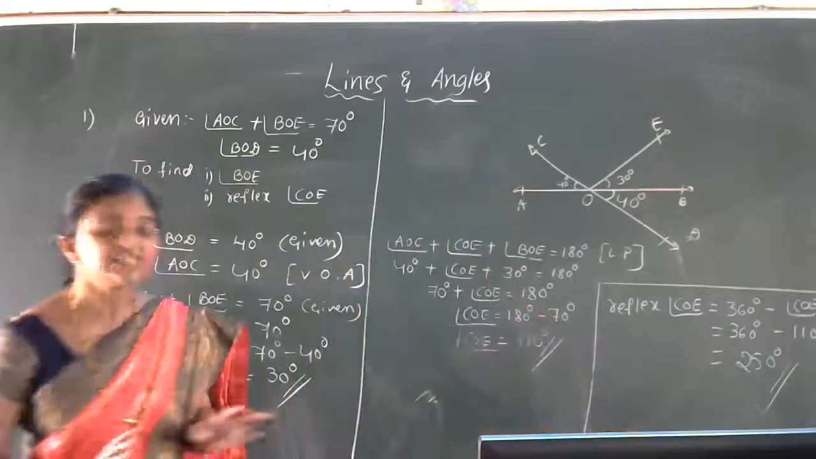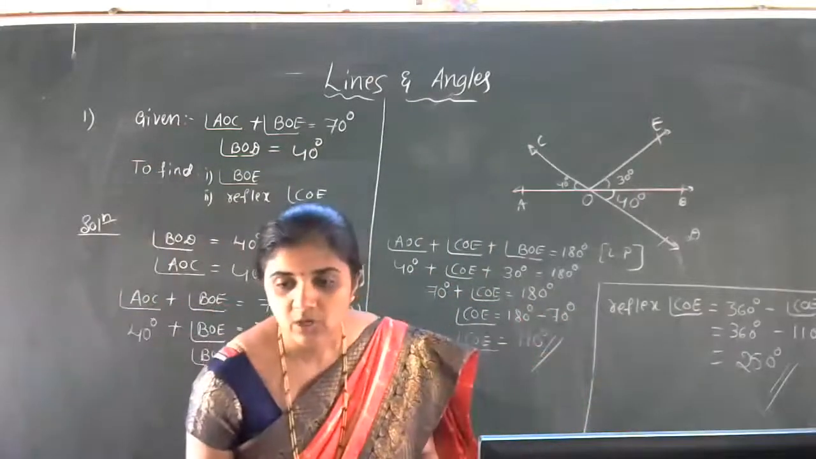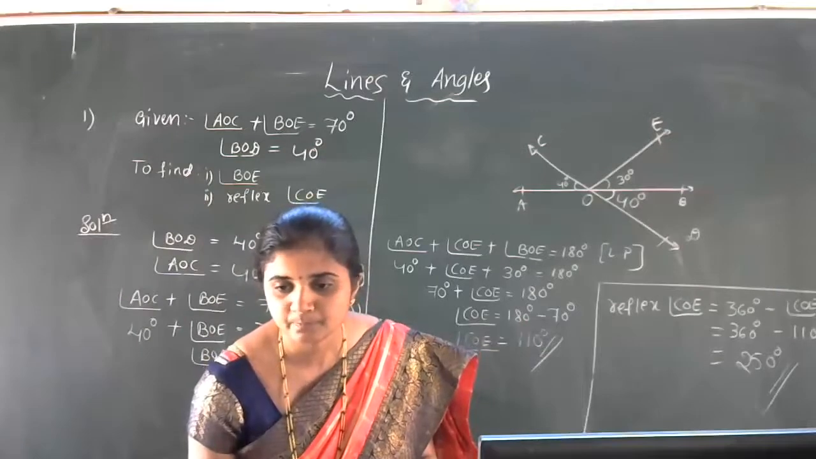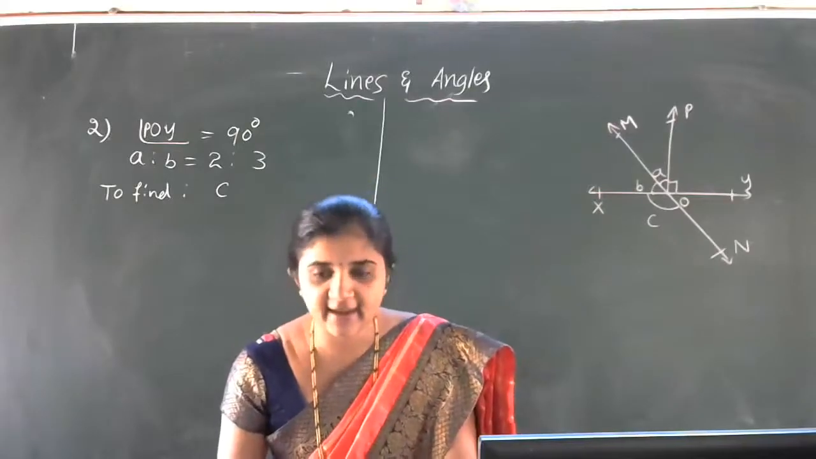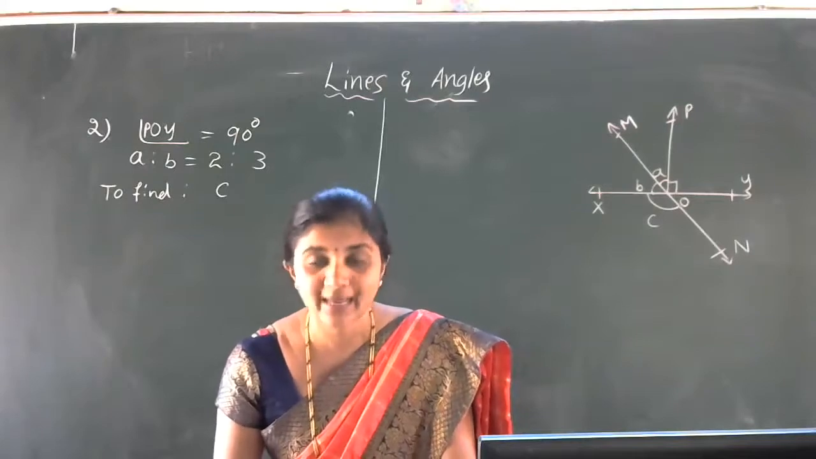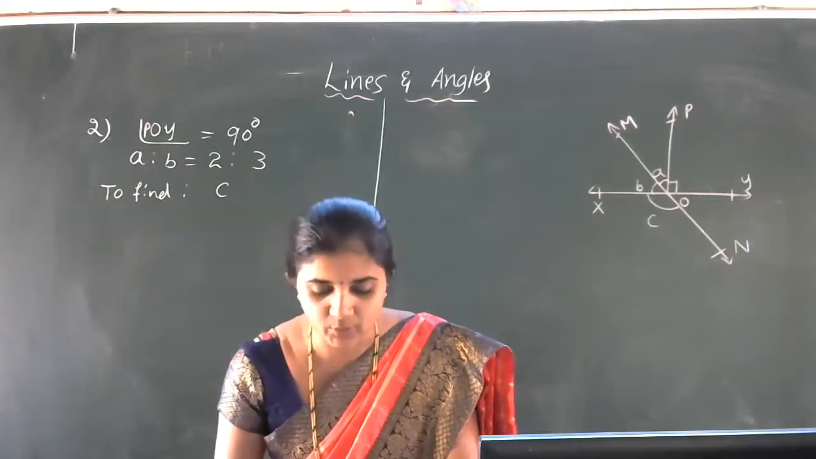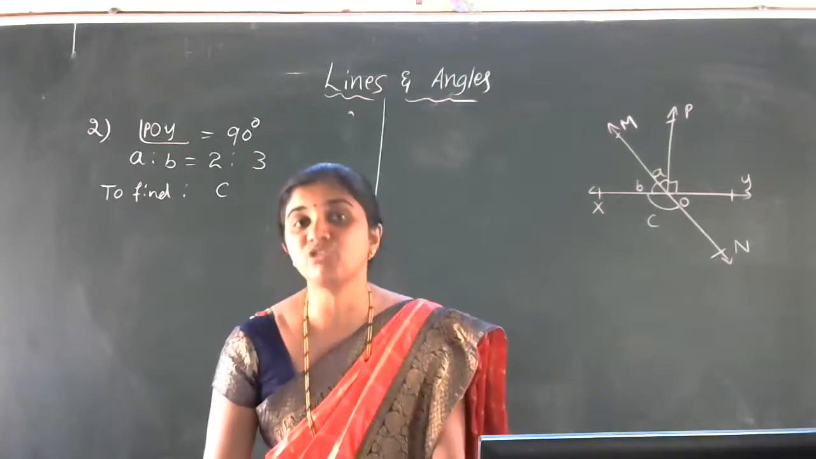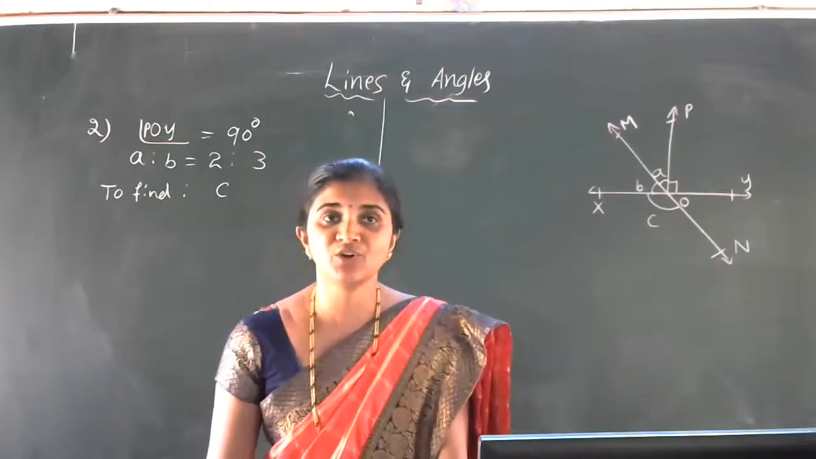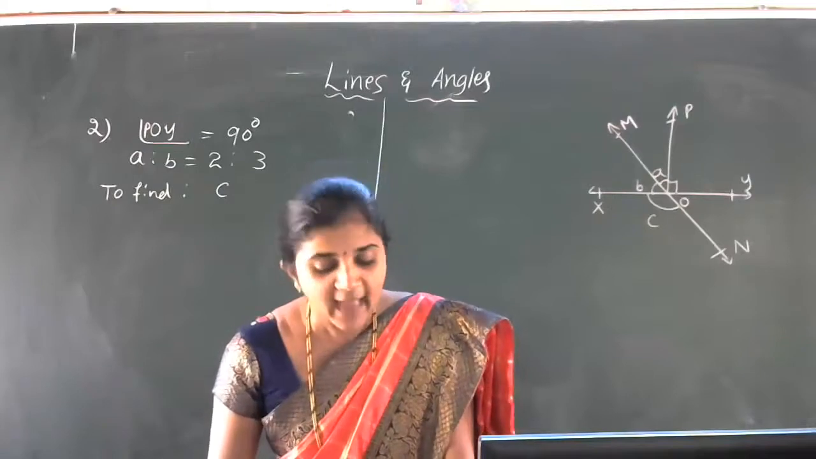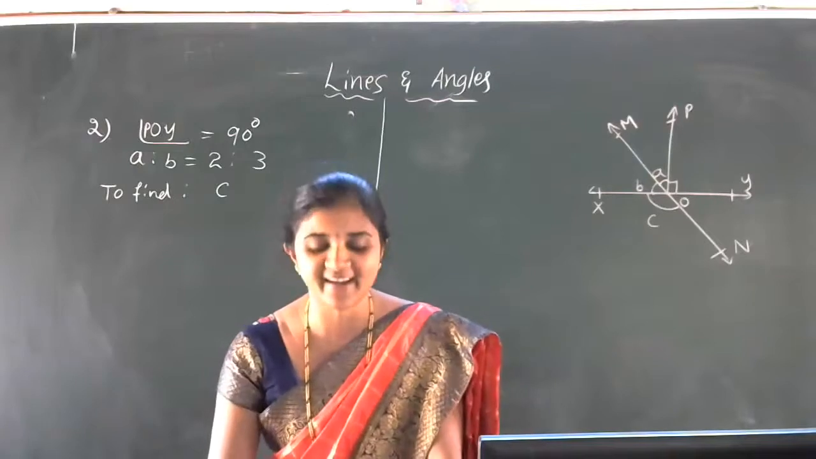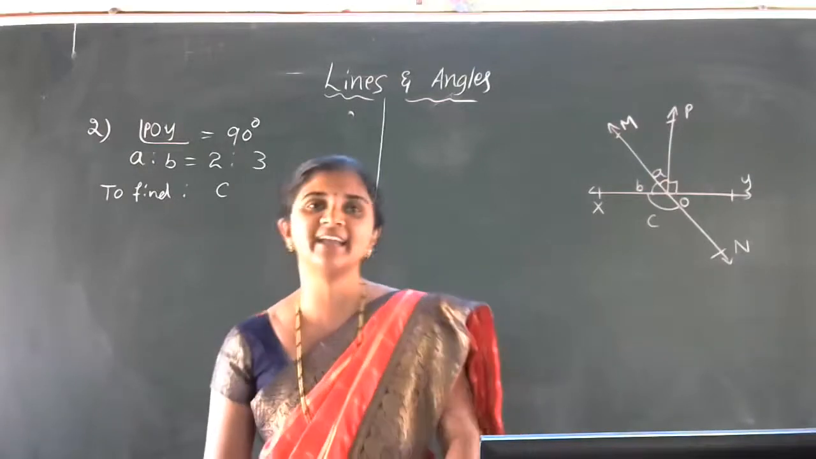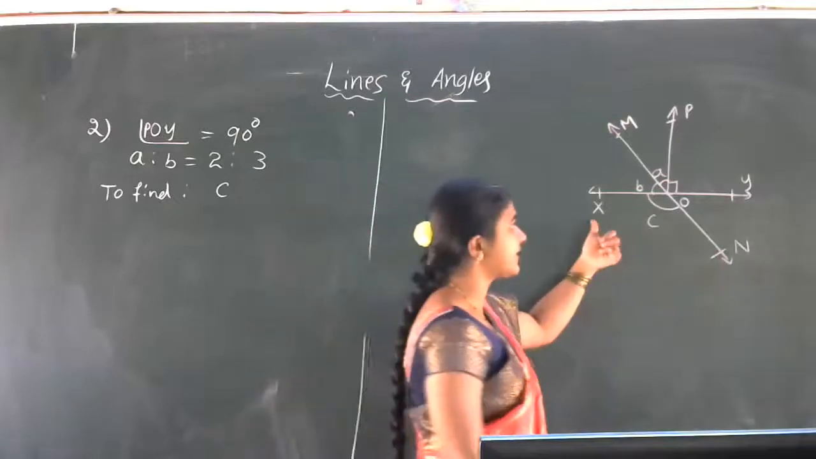Then we'll go to the second problem now. Okay. So we'll start the second problem. Yes, students. You just see the second question in your textbook. In the figure, lines XY and MN intersect at O. If angle POY is equal to 90 degree, it is given actually. And A is to B is equal to 2 is to 3. Ratio is given, angle A and angle B ratio 2 is to 3. Find angle C.